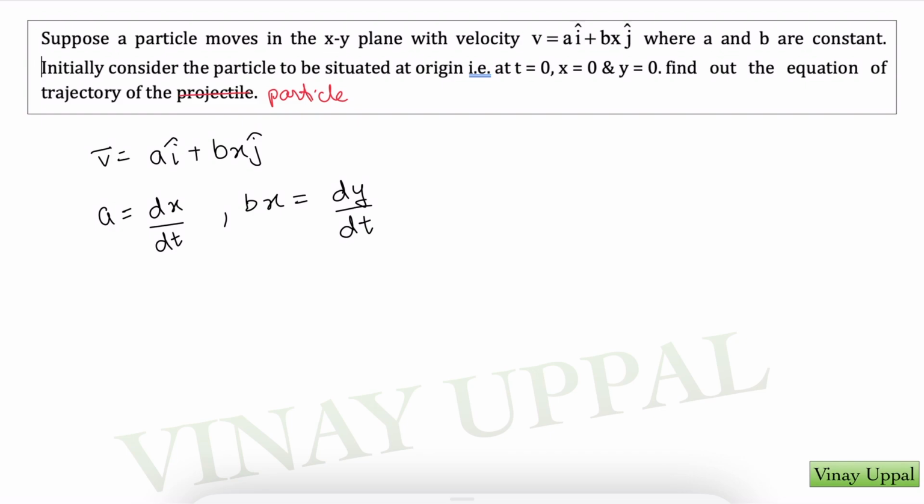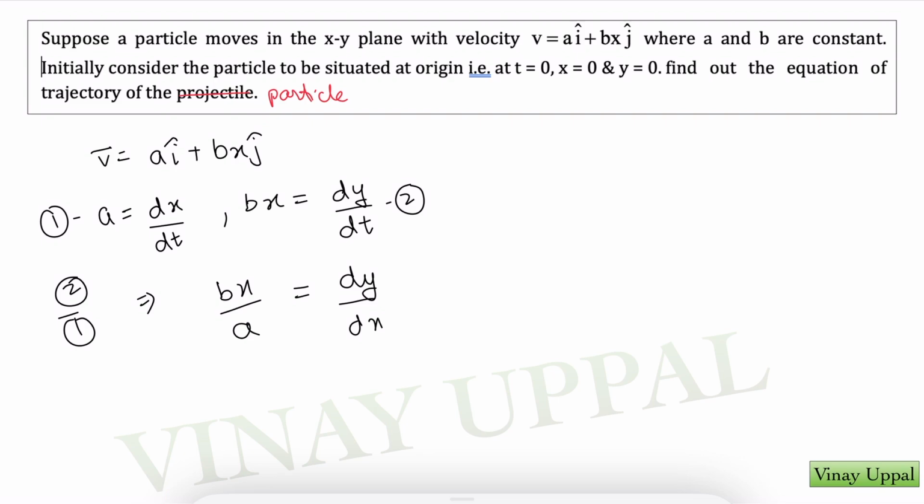Now I can just eliminate time right away by just dividing these two equations. So let's say this is equation 1 and this is equation 2. So let me just do 2 by 1. Can you see on the left hand side I will get dy by dx, and on the right hand side I'll get bx by a. So I've eliminated time right away.